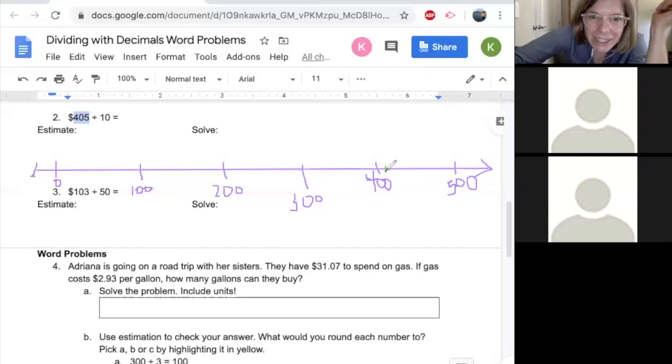Right here, really close to the 400. It's probably more like even there. That's 450, right there. Okay. Yeah, 405 is up here. Now stop me when I get to 45.